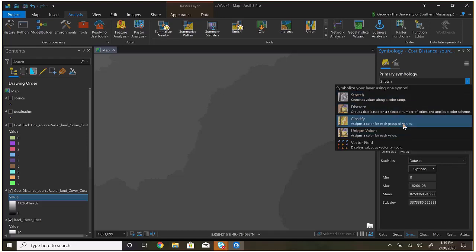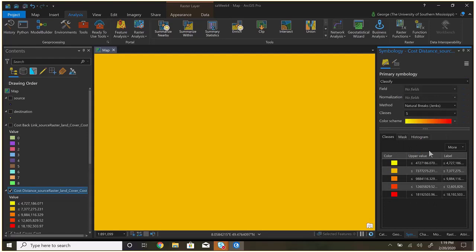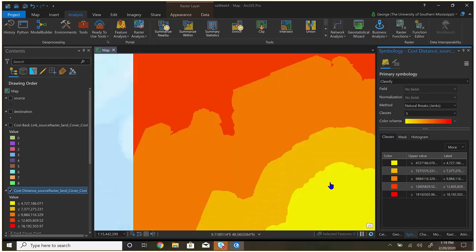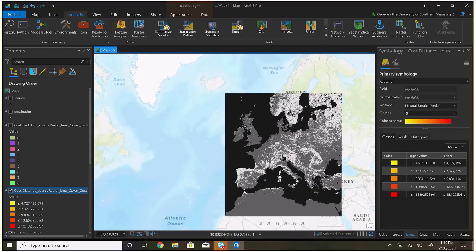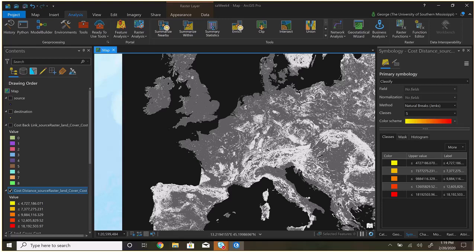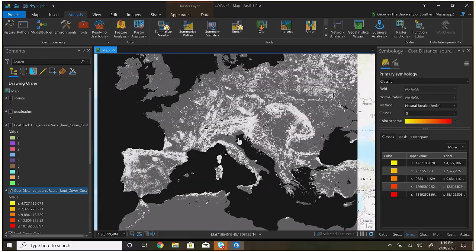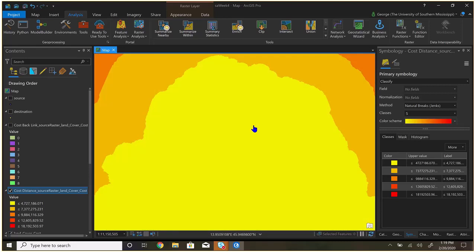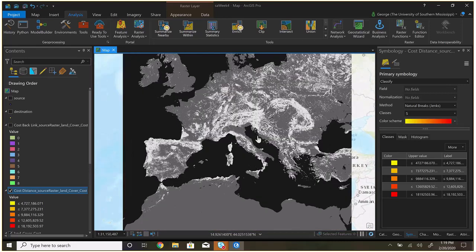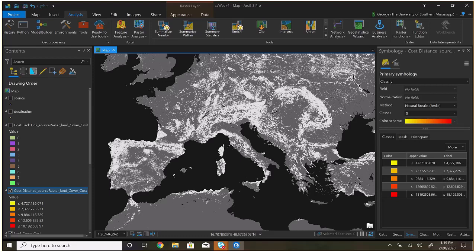Let's do classify. See what that looks like. Yep. And that makes sense because where is the source raster? Oh, I don't know why it's not displaying when I zoom all the way out, but remember the source raster is, the source is somewhere there in Venice. So as we zoom out, it's increasing.